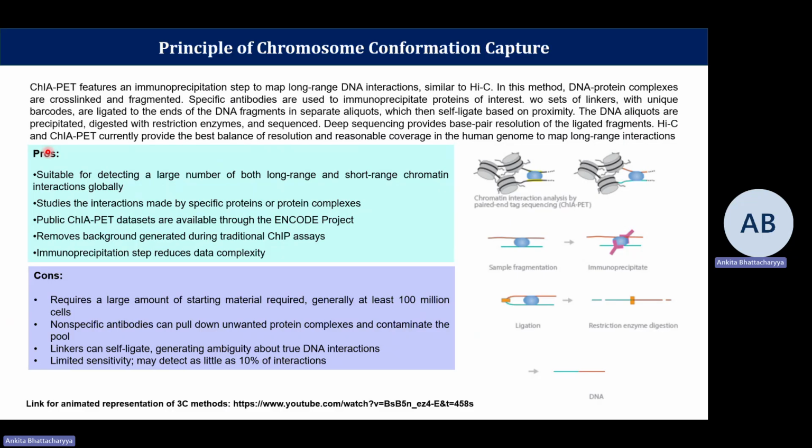Hi-C and ChIA-PET currently provide us the best balance of resolution and reasonable coverage to map long-range interactions. So what is the advantage? First, it gives us the ability to detect a large number of both long-range and short-range chromatin interactions globally.